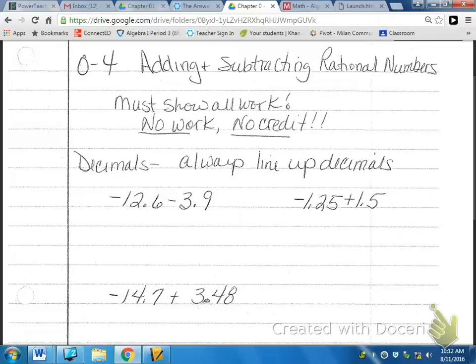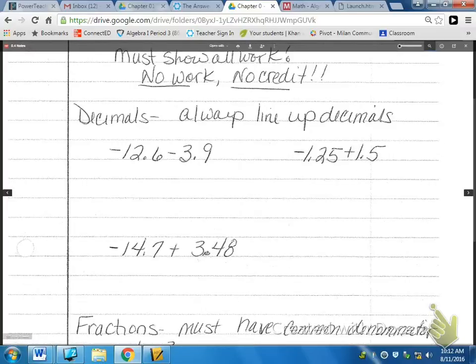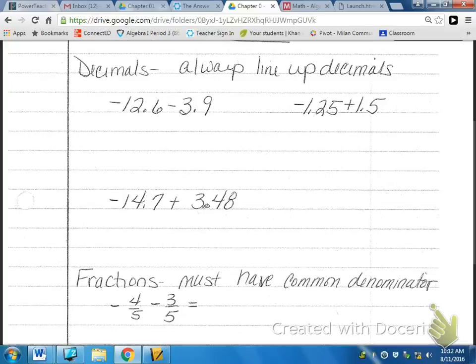So we're going to start off our rational numbers with dealing with some decimals. When you are adding and subtracting decimals, remember that the decimal must be lined up. That's one of the most important things. Sometimes if they do not have the same number of place values, you might want to put zeros as place markers, but you don't have to. You also have to be aware of the signs. So the first example is negative 12.6 minus 3.9.